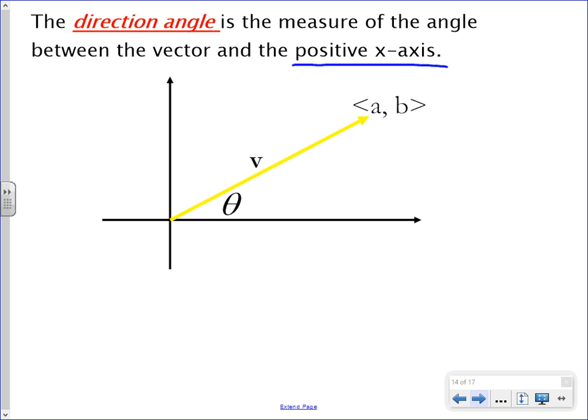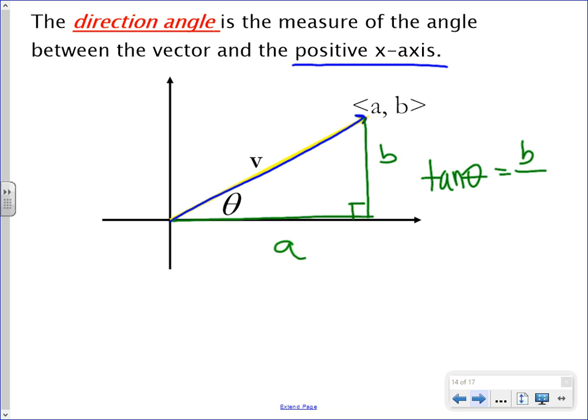Okay, so you see my picture there? I really got to change this yellow vector. Here I have a vector, and we are looking for theta. If we know vector AB, what trigonometric function could help us? We know that our horizontal component is A and our vertical component is B. Therefore, the tangent of theta should equal B over A.